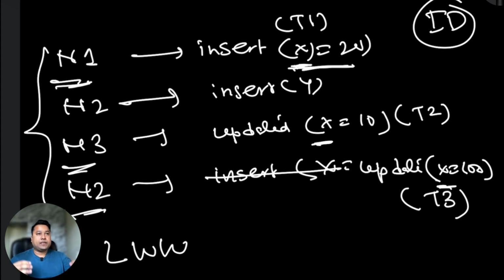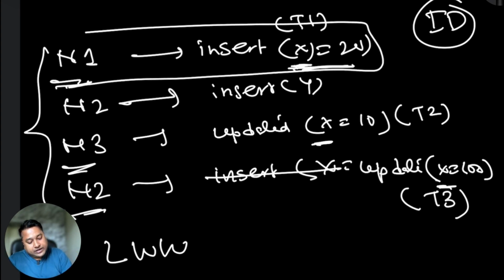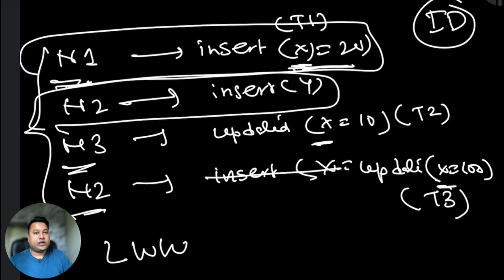Now, as part of multi-leader, what happens? They propagate the write operations to each other. That's how it works. Because if N1 has done X equals 20, it will also try to propagate it to node 2 and node 3. If N2 has done insert equals Y, it will try to propagate it to N3 and N1, and N3 has done update X equals 10, it will try to propagate it to N1 and N2, and same N2 will try to propagate this exchange to N1 and N3.